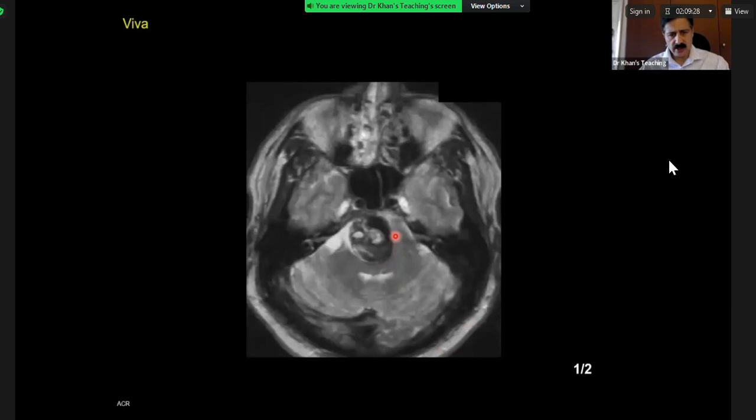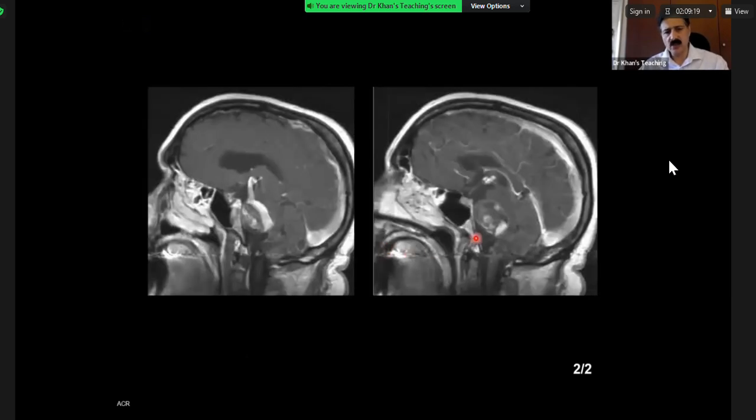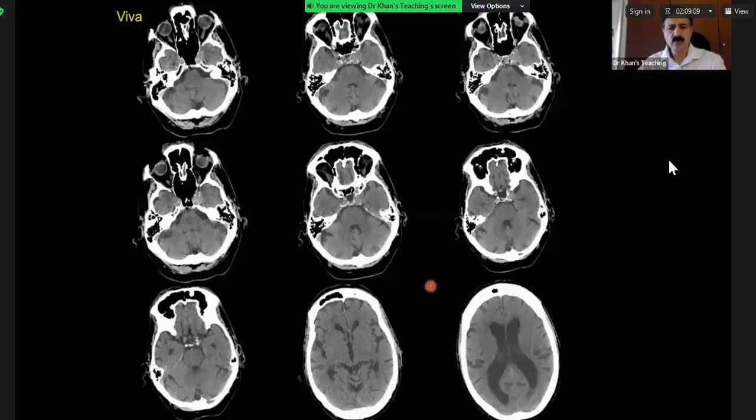Now, if you see here, there was a lot of mass effect on the brainstem, the pons actually. And look at the signal. It doesn't make sense, you know. And then on contrast, you can see part of it is enhancing, part of it is not enhancing. And the explanation, as I told you, is because of partial thrombosis.